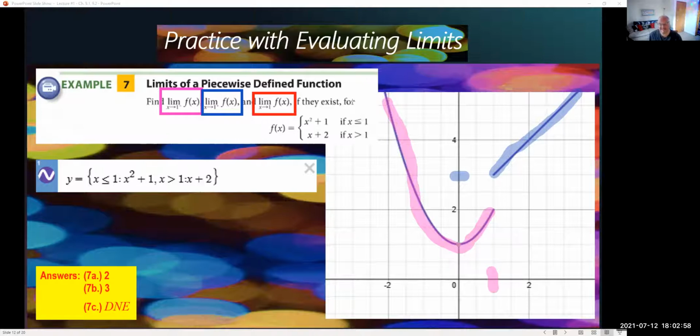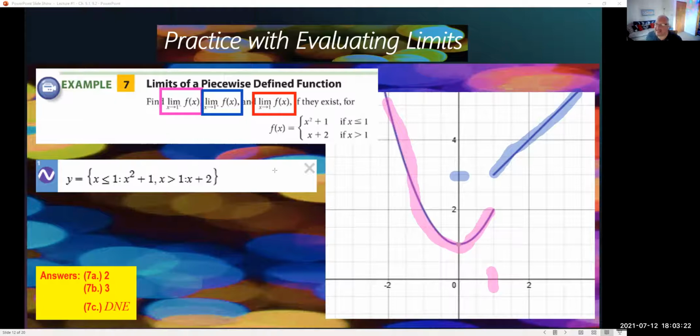Why? It doesn't exist because the number from the left is different than what you get if you do it from the right. The limit as we approach from the left is a y value of 2. The limit as we approach from the right is a y value of 3. 2 does not equal 3, so the limit does not exist. The left-hand limit does. The right-hand limit does. The limit as a whole does not exist.